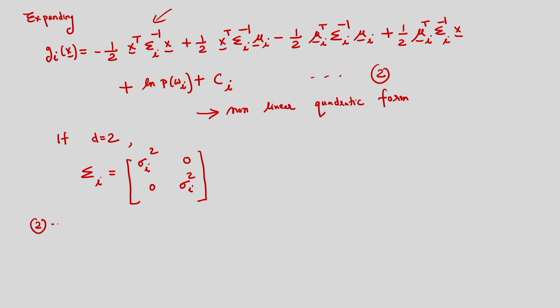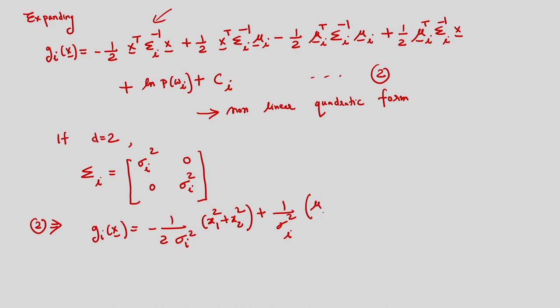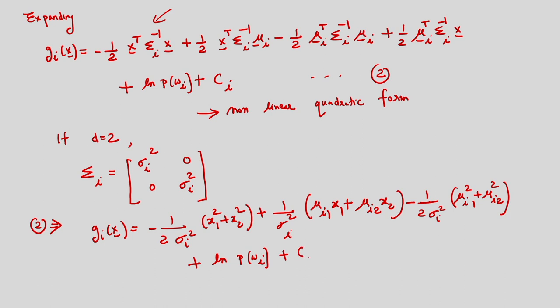And from equation number 2, I will be getting the discriminant function g_i(x) is equal to minus 1 by 2 sigma_i squared (x1 squared plus x2 squared) plus 1 by sigma_i squared (mu_i1 x1 plus mu_i2 x2) minus 1 by 2 sigma_i squared (mu_i1 squared plus mu_i2 squared) plus ... So I can write this expression for the discriminant function. This is corresponding to d is equal to 2. This is just an example.